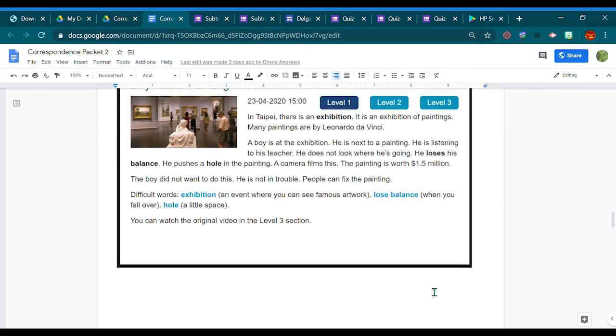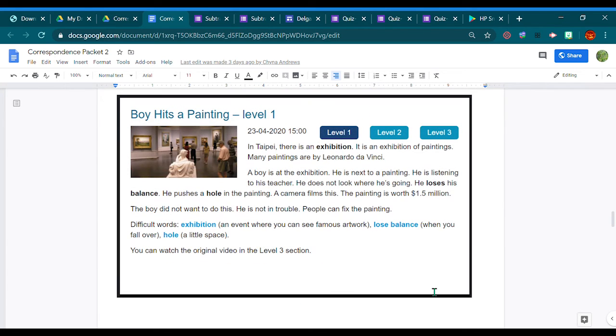All right. Then we also have a reading selection for your quiz. So I will read it one time, and then we'll go over all of the answers when we get together in our discussion on Thursday. So this says, boy hits a painting, level 1. 23 4 2020. Remember we talked about this last week, that this is a European way of putting the numbers. They put the day, then the month, then the year. So this is from the 23rd of April 2020.